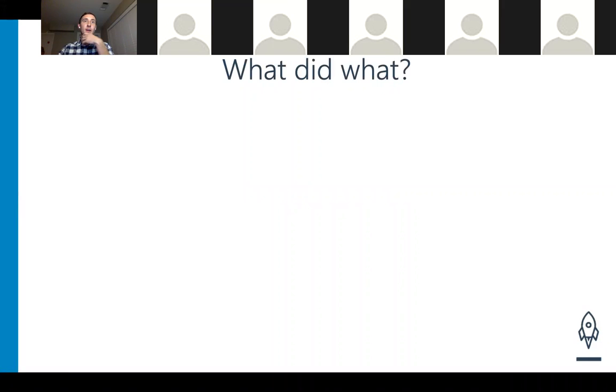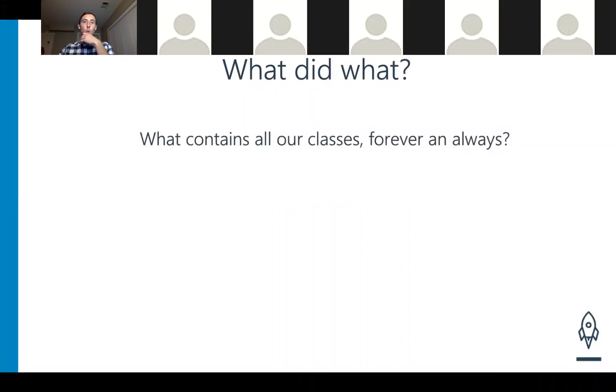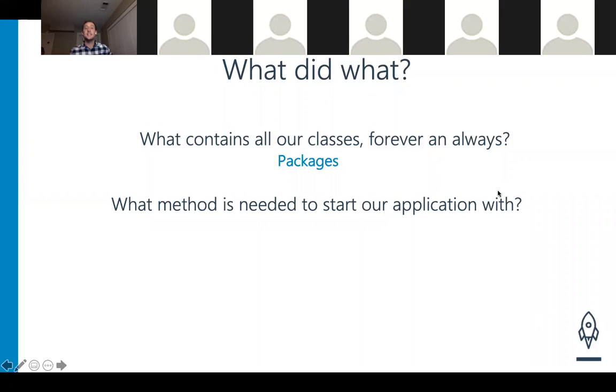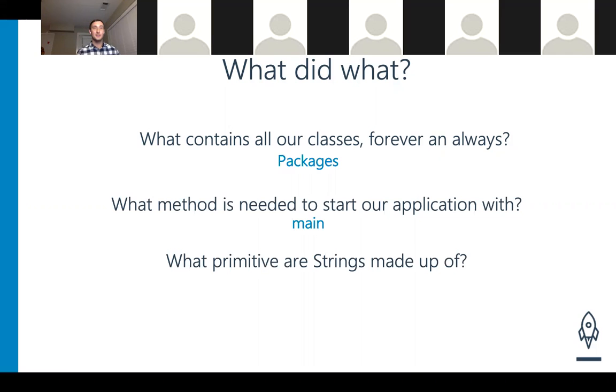Oh, real quick, we're going to do a quick recap one more time. What contains all of our classes forever and always? What contains all of our classes in Java? The package? The package, very good. The package always contains all of our classes. All right, what method is needed to start our application? Main. Awesome. And then finally, what primitive are strings made up of? Chars. Fantastic. Great job, everybody.